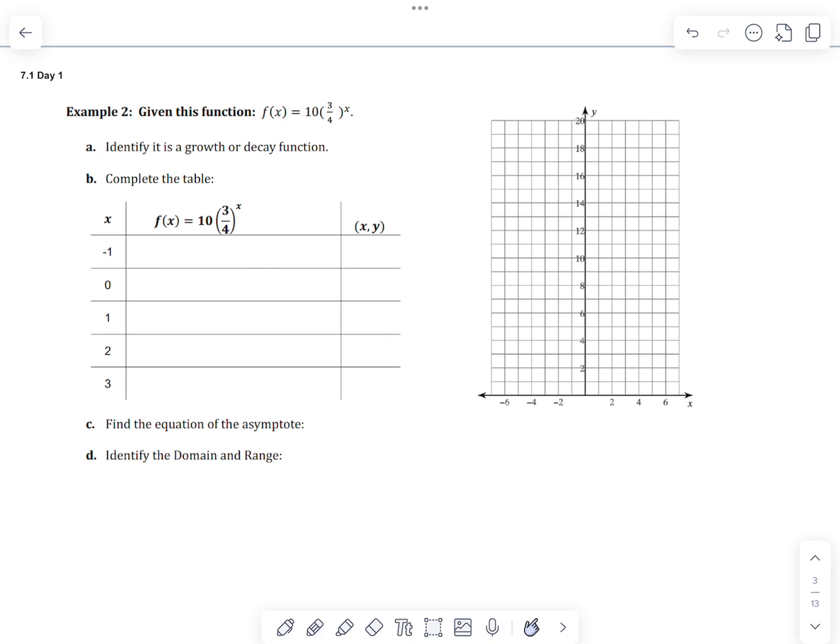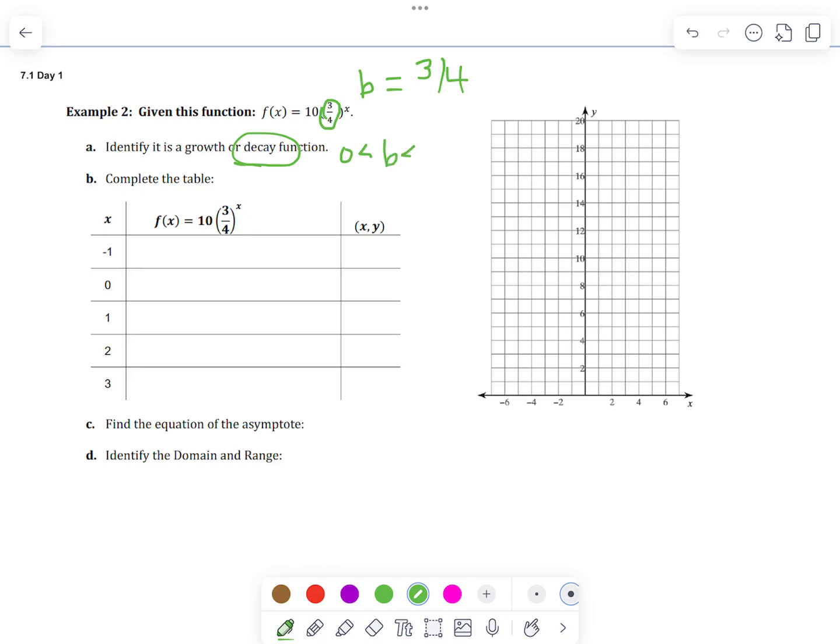Okay, now we're going to go ahead and graph one by hand. So we have a function f of x equals 10, and then we have a base of 3/4. So that's our base, which is a fraction. So is that going to be growing or decaying? In this case, it's going to be decaying because it's a number greater than 0 but less than 1.